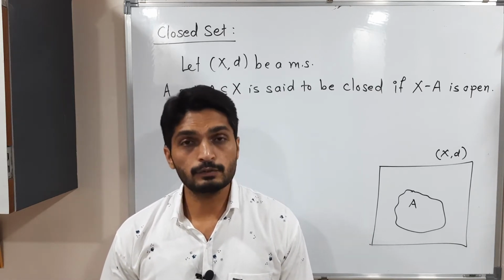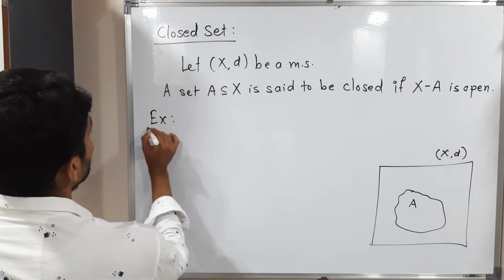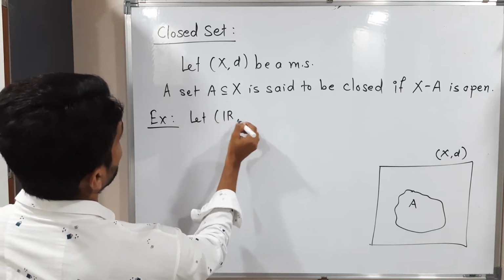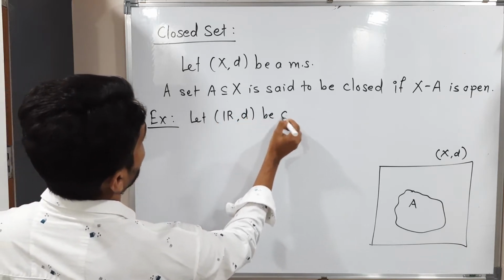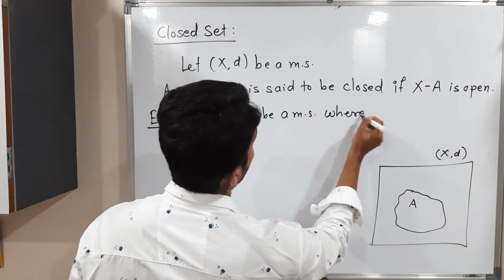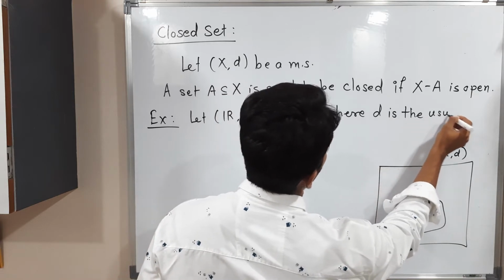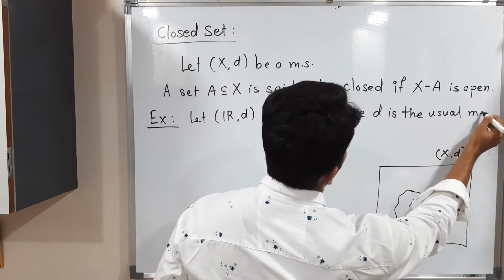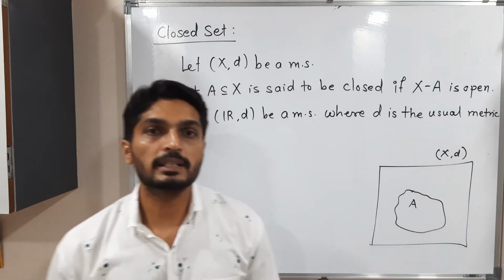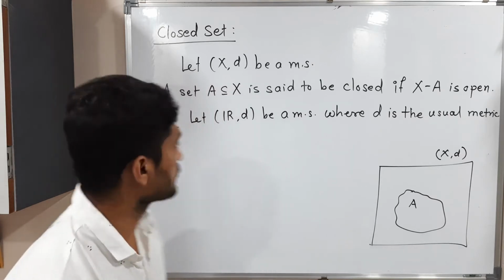Okay, so let us discuss a few examples. Let R with d be a metric space, where d is the usual metric. You are familiar with the usual metric. Usual metric means d(x, y) is equal to mod x minus y. This is the usual metric. Okay. So let us discuss a few examples.